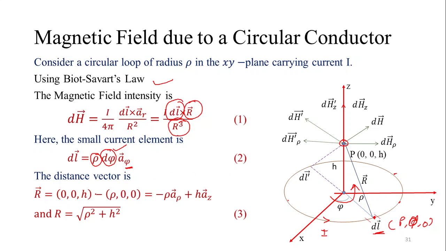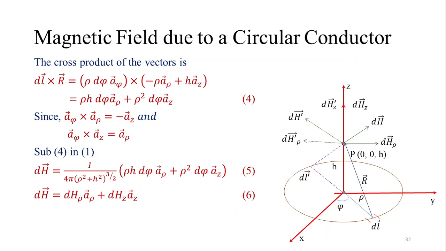So R vector is 0 0 h minus rho 0 0. So you will have minus rho a rho vector plus 0 a phi vector plus h a z vector. From this you can calculate the magnitude of R, which is square root of rho square plus 0 square plus h square, that is square root of rho square plus h square. Now let's calculate the cross product of dl and R. We know that dl is rho d phi a phi and R is minus rho a rho plus h a z.